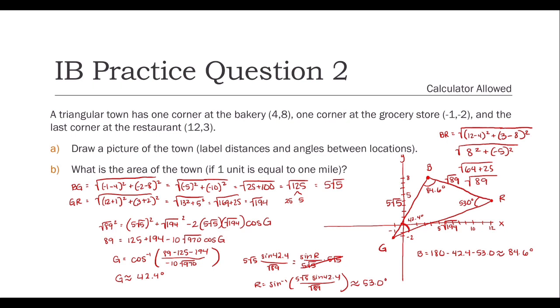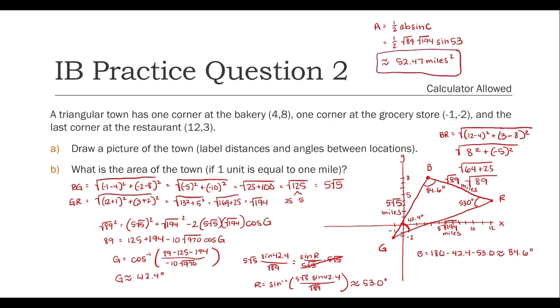And then part B asks, what is the area of the town if 1 unit is equal to 1 mile? So we'll label the sides of our town in miles because we know that the units are miles now. So our area equals 1/2 AB sine C, where C is the angle in between A and B. So we'll use angle R just because it's an even 53 degrees. So our area will be 1/2 square root 89 square root 194 times the sine of 53. So our area is approximately 52.47 miles squared.